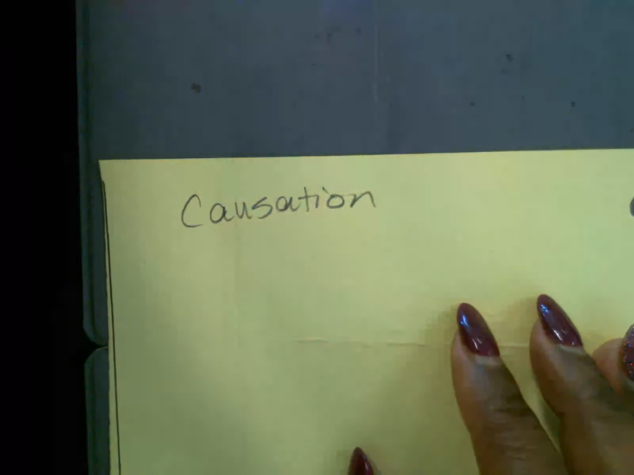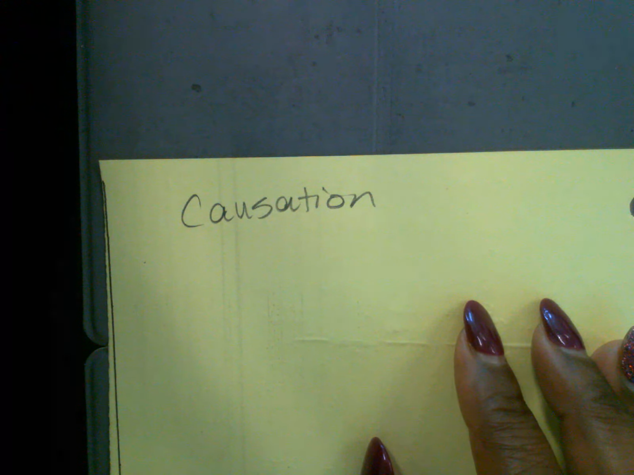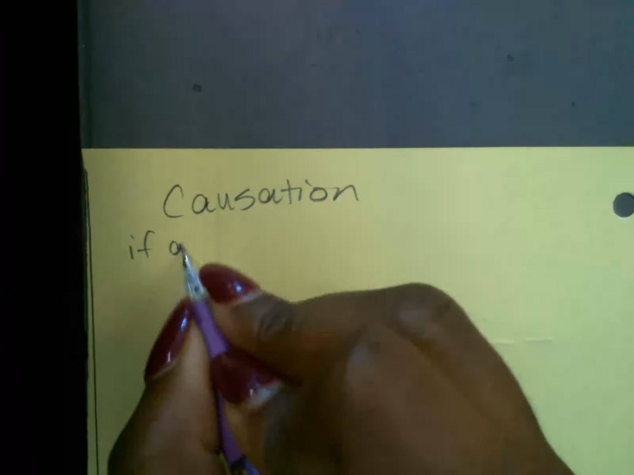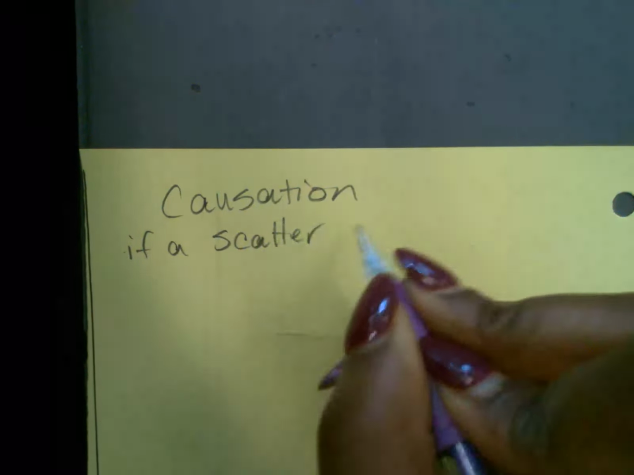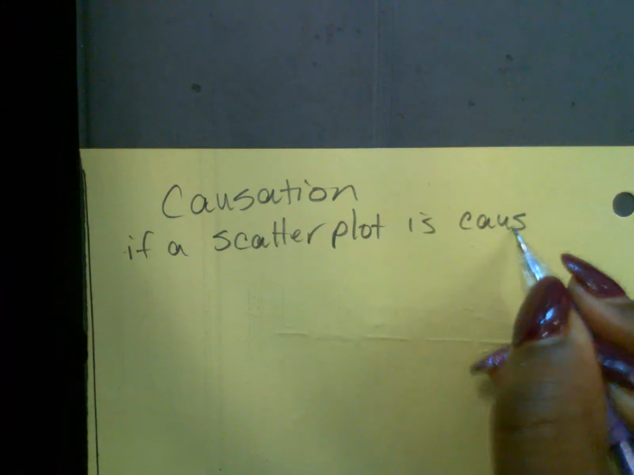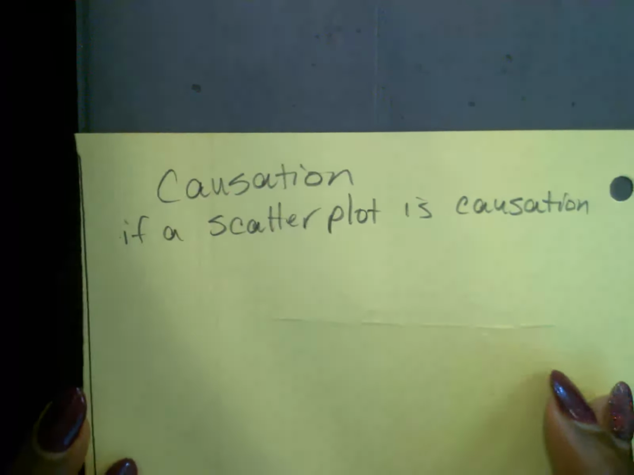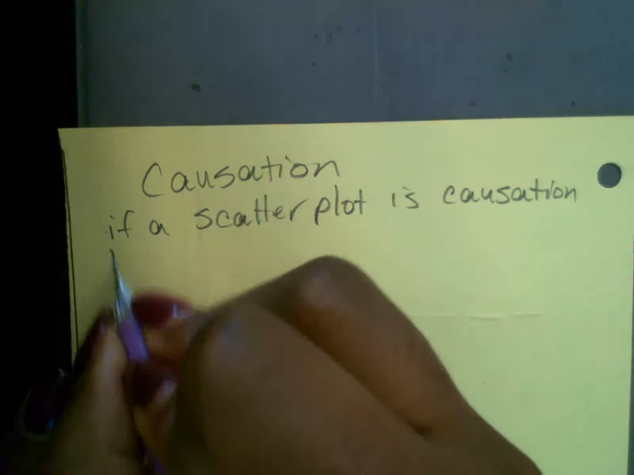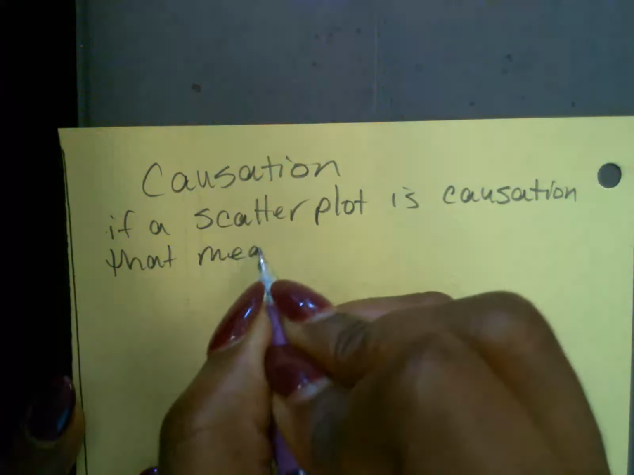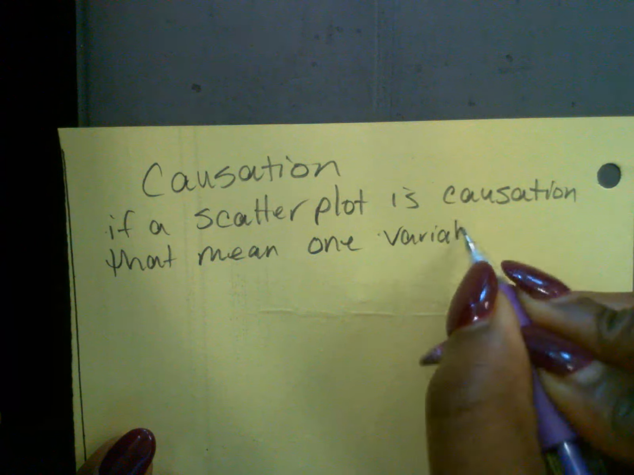Causation. If a scatter plot is causation, that means that one of those quantities affects the other. Yes, put it on the back of that one, because I didn't have enough room on the front. It doesn't need to be on a card by itself. So I'm just putting it on the back of that card. Causation: one variable causes the other variable to happen.